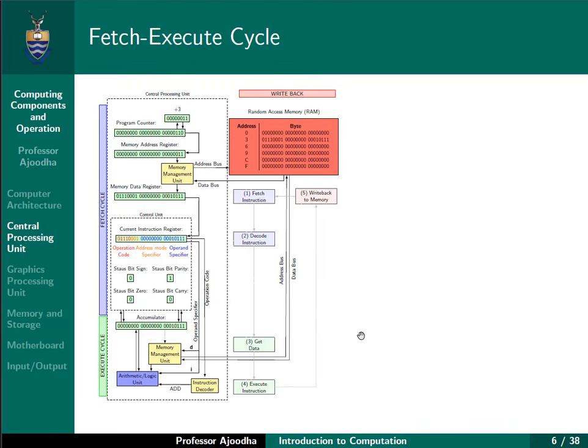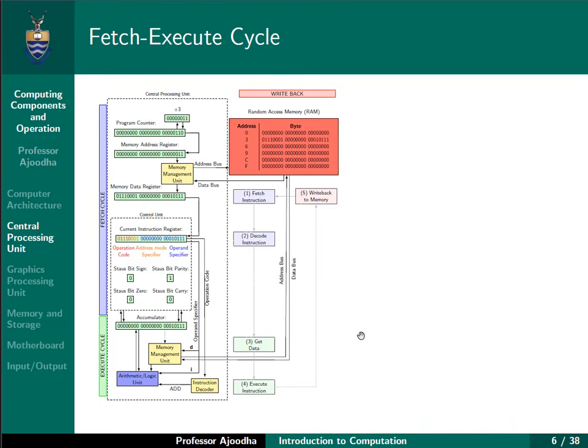Okay, so that brings us to the main function of the CPU, and that is just to execute instructions. How does this execution of instructions actually happen? It happens via a process called the fetch execute cycle. The fetch execute cycle involves retrieving instructions, decoding them, executing them, and then storing the results.